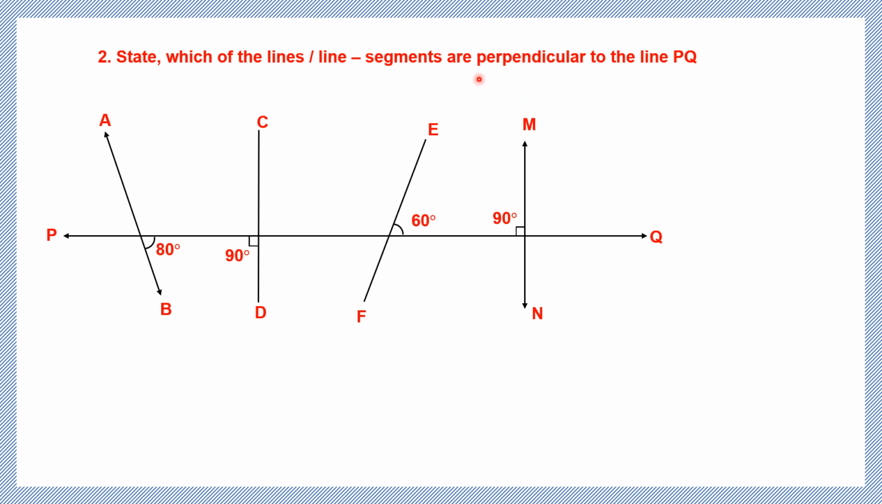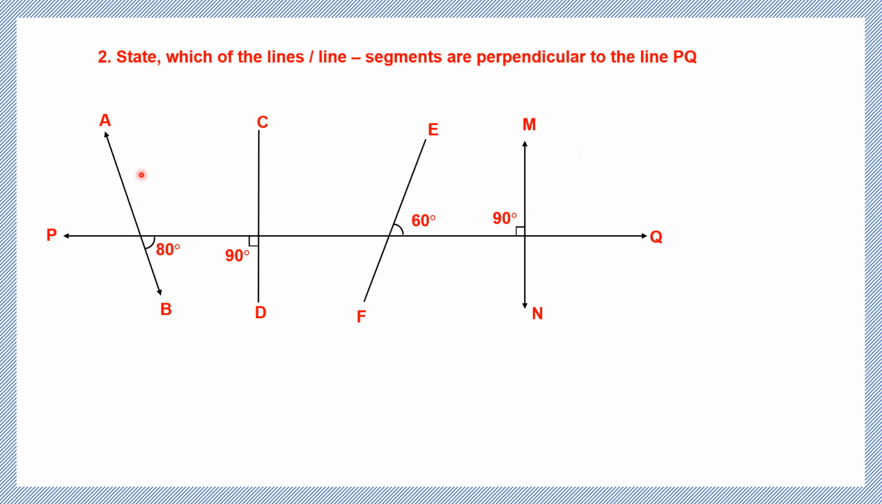Now what is the meaning of perpendicular lines? Perpendicular lines are straight lines that cut another straight line making an angle of 90 degrees. Can you see this 90 degrees? If they cut another line at 90 degrees or at right angles, then those lines are called perpendicular lines.